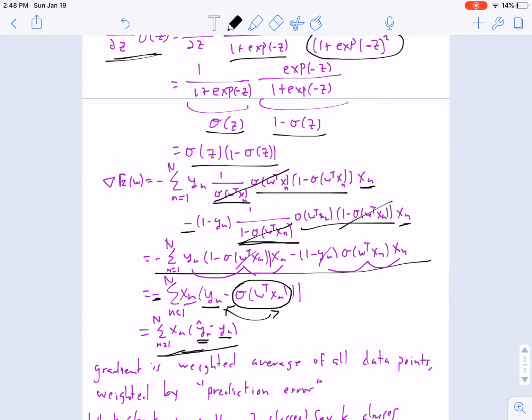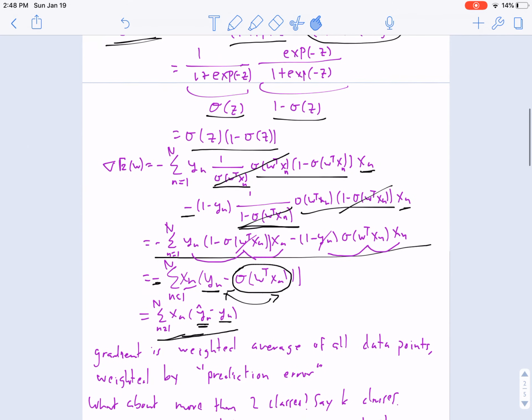So usually it's hard to get an analytic solution or a closed form solution out of this, so we'll just use gradient descent as we talked about in the previous video. We'll just update by the learning rate times the negative gradient.